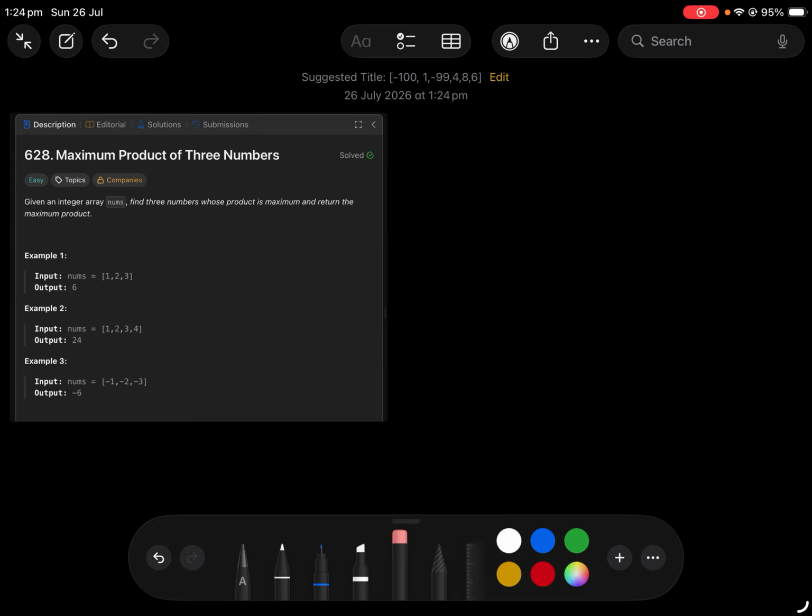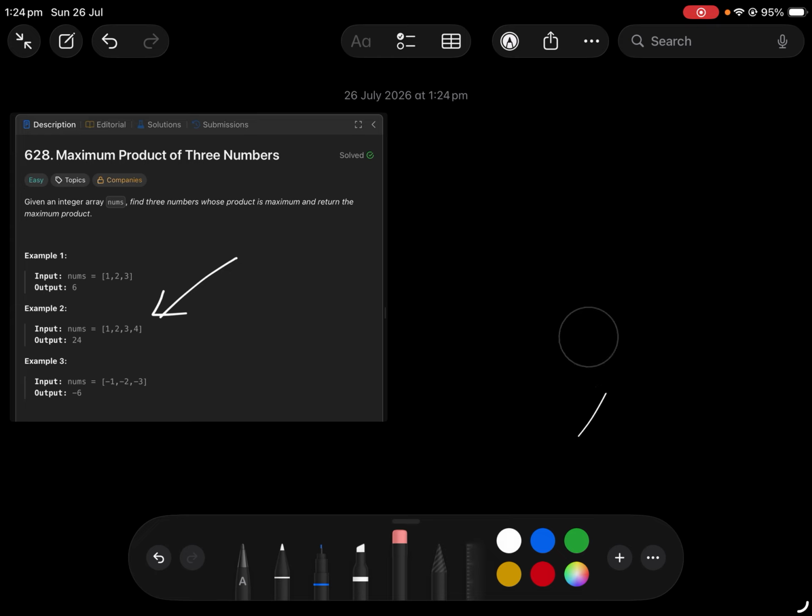If you have solved maximum product of two digits, which was yesterday's question, and you apply the same logic of finding the three maximum numbers from this array and just multiplying them and returning the answer, then it's wrong. The logic is not correct.